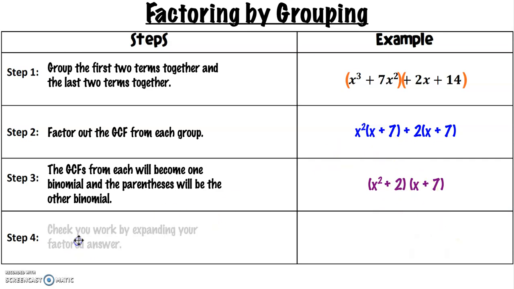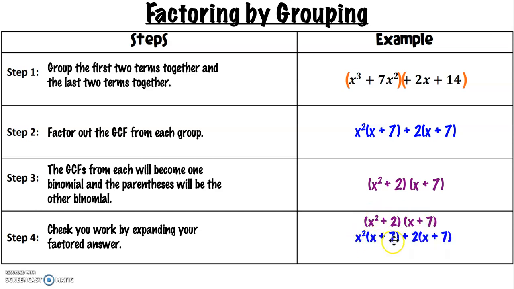The last step is going to be to check our work by expanding the factored answer that we got here. So remember, when we multiplied x squared plus 2 times x plus 7, we would distribute the x squared to the x plus 7, and it would look like this. And then we would distribute the 2 times the x plus 7, and it would look like this. Notice how that looks like our step 2 from above. Then if we were to finally distribute the x squared and the 2, we end up with the polynomial that we started with.